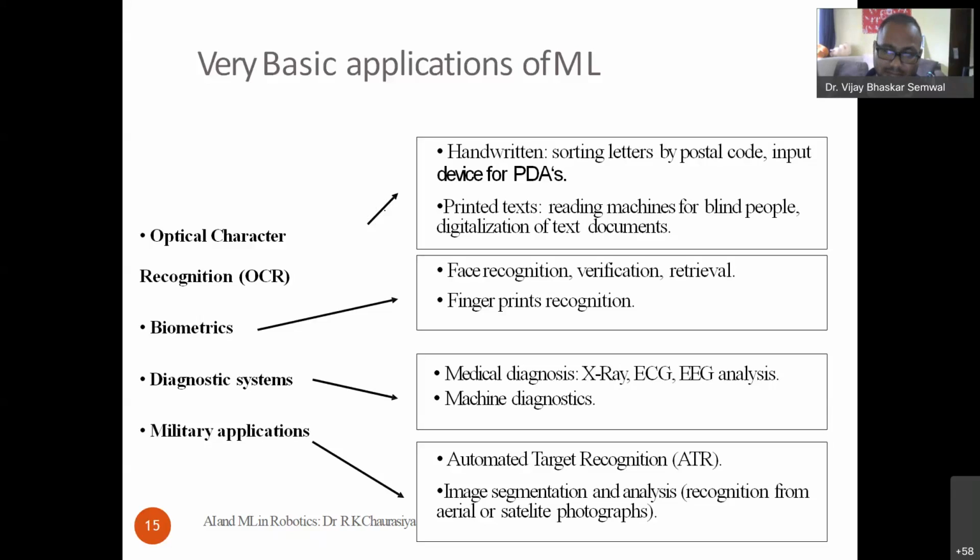In this case, we require image segmentation and analysis to recognize from the aerial and satellite photography available to me a particular location. Suppose I need to go into POK to destroy the terrorist camps running there. For this, I need to segment the image for that particular area, then we can go for geographical positioning, spatial coordinates XYZ, and by that we can find the unique position and bombard there.